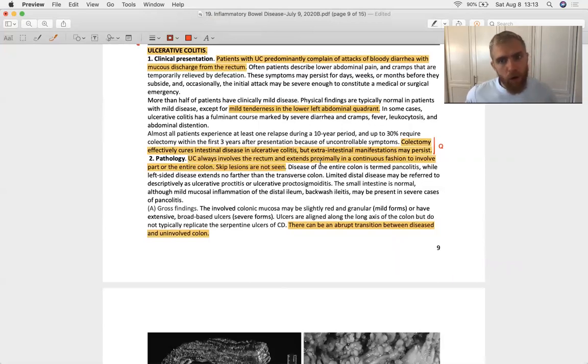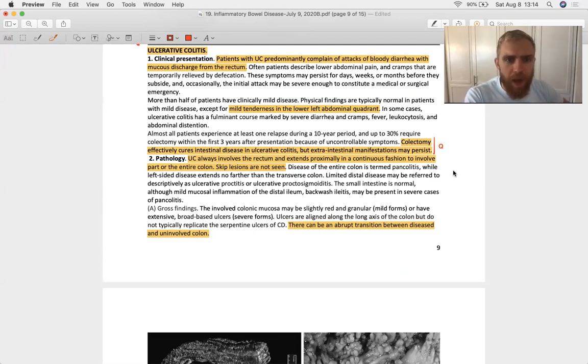We brought up before, a colectomy, taking the colon out, is curative for ulcerative colitis, but not for Crohn's. And then this sentence brings up a great point. Extraintestinal manifestations may persist even after you resect the colon in ulcerative colitis. We'll talk about those in a little bit. I could see a question popping out of that. Patient's got ulcerative colitis, patient just had a colectomy, and then a question related to reactive arthritis, something like that.